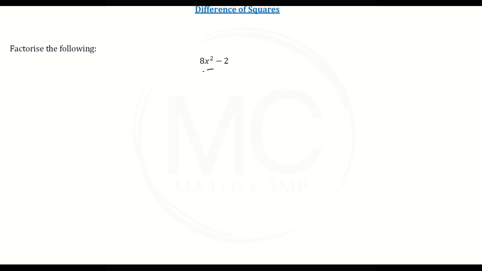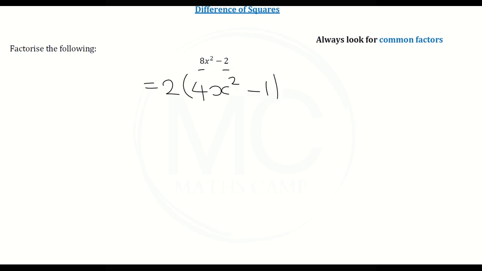One of the first rules we learned about factorization is that we must look for a common factor in each term. The aim here is to take out a common factor so that we will be left with an expression that contains two terms. Here we have a value of 8 and a value of 2. The only factors of 2 are 1 and 2. So let's take out 2 as a common factor. We can say 2 outside of the bracket. 8 divided by 2 is 4, so we have 4x squared. 2 divided by 2 is 1, so we have minus 1.